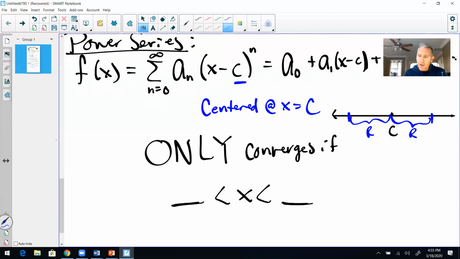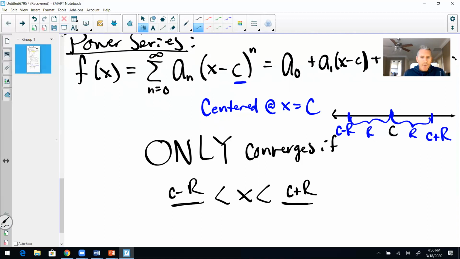And so if this is C right here in the center, and I go over and I add R to that, then this becomes C plus R. And over here, this becomes C minus R, because from where I was centered at C, I subtract R from that. So it's really going to be from C minus R to C plus R.